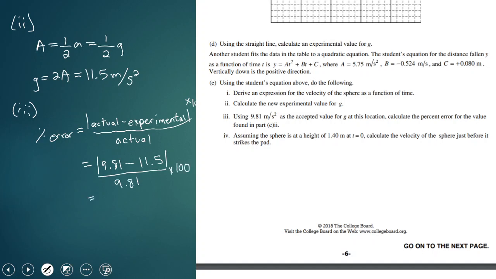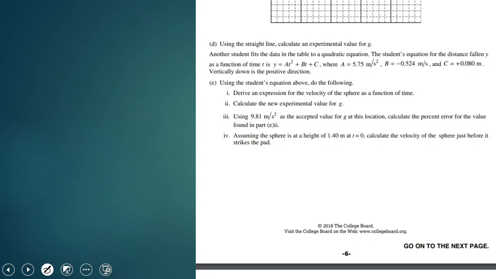So plugging that into my calculator, I get 17.2%. Okay, so the experiment had an error of 17.2% when calculating the value of gravity, of the gravitational acceleration. And then finally, part 4 of this, assuming the sphere is at a height of 1.4 meters at time t equals 0, calculate the velocity of the sphere just before it strikes the pad.